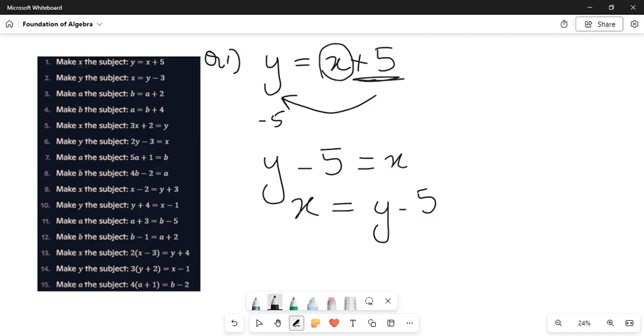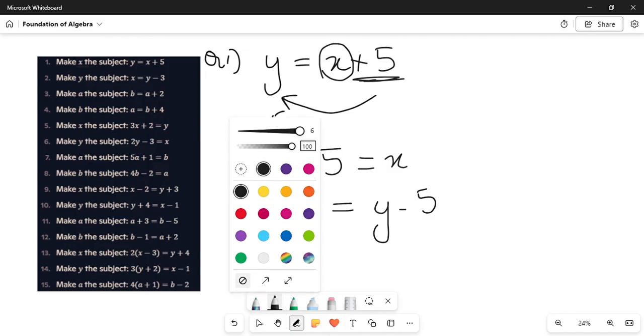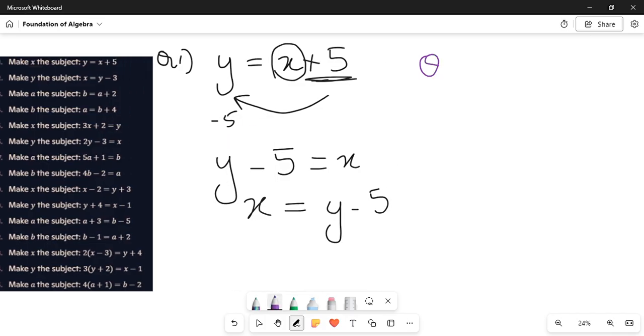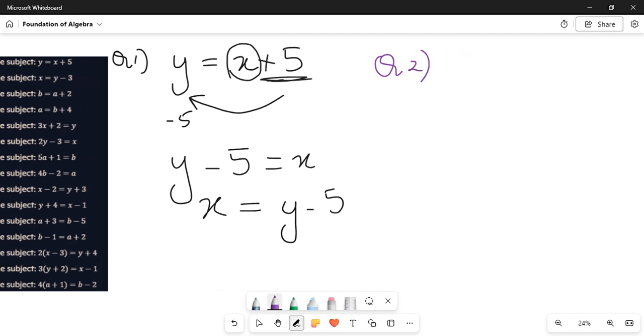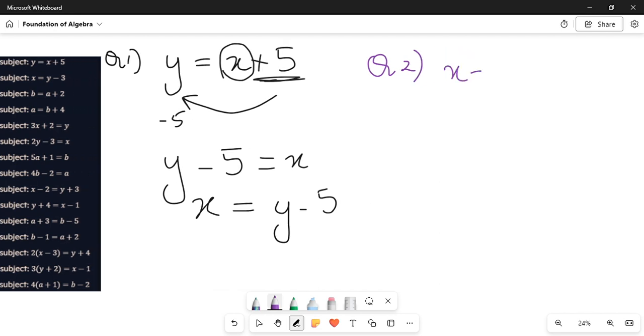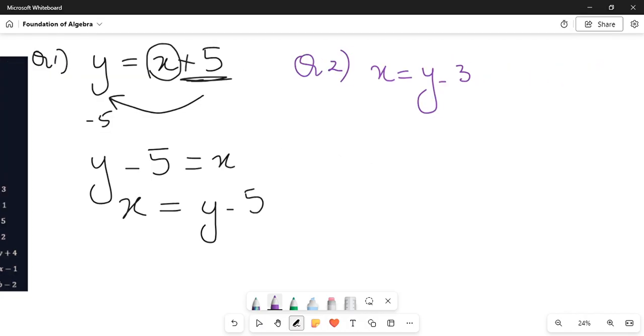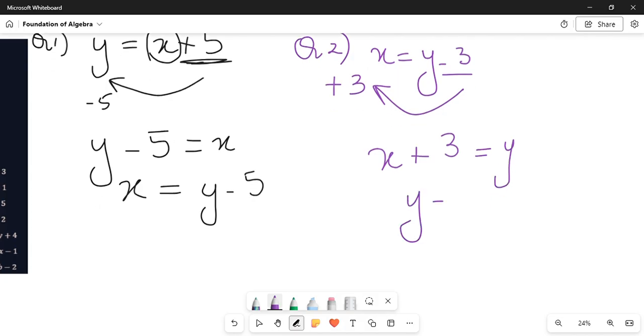Okay, so let's move on to the second question. Question number 2. The equation is x equals y minus 3. In this question, x is the subject, but we have to make y the subject. So we can move this minus 3 to the other side of the equation, and it will become plus 3. So x plus 3 equals y. And y equals x plus 3.